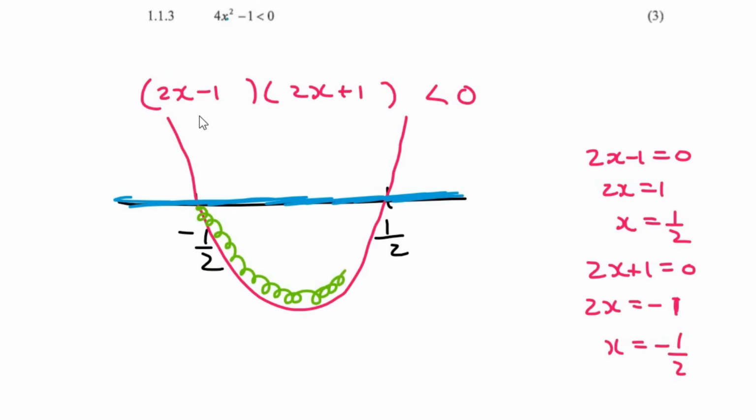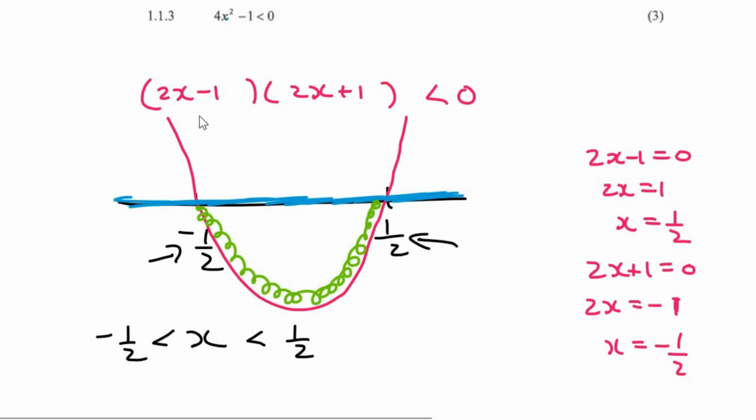Now, how do you answer that in a test? How do you tell your teacher that it's over there? Well, what you do is you say that the x values, because these are x values, should be bigger than negative a half, but they should also be smaller than a half. And they don't have a smaller than or equal to sign, so I'm not going to include the half and the negative a half.